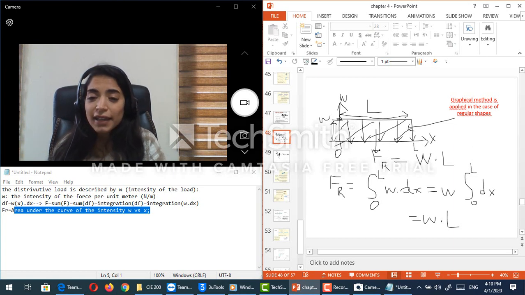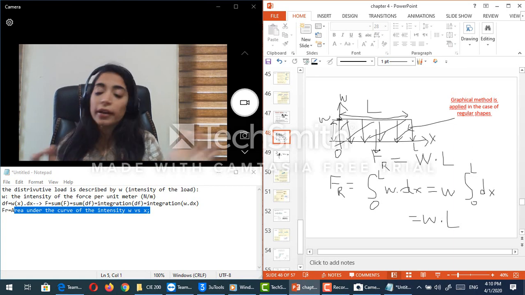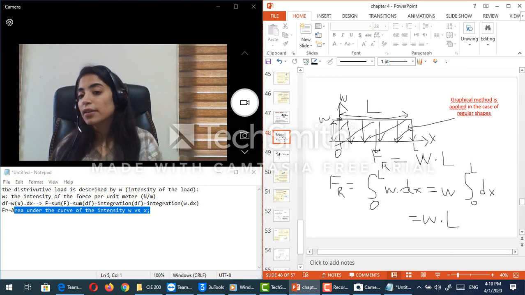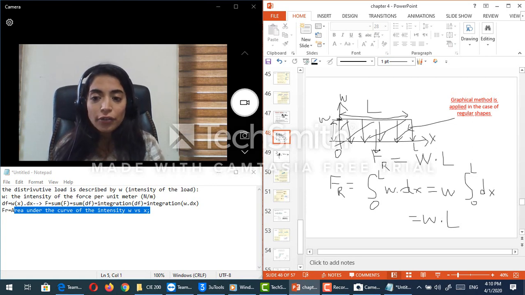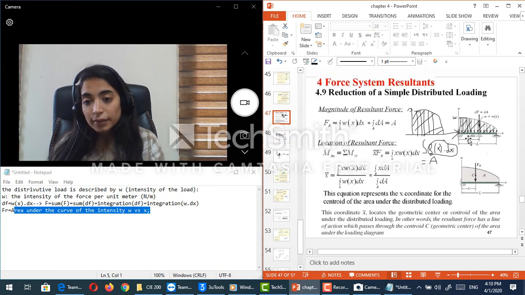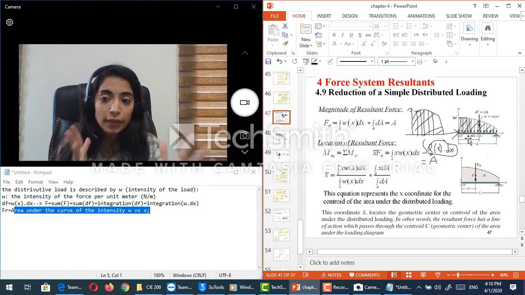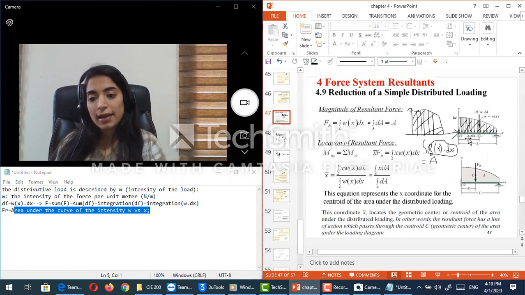So guys, if I have a regular shape, I don't have to worry about the integration. I should only find the area under the curve, and if my background in math is good, I can directly locate my F resultant at the centroid or at the center of gravity of this regular shape. Now, if this is not a regular shape, I should find a method that can locate this F result.